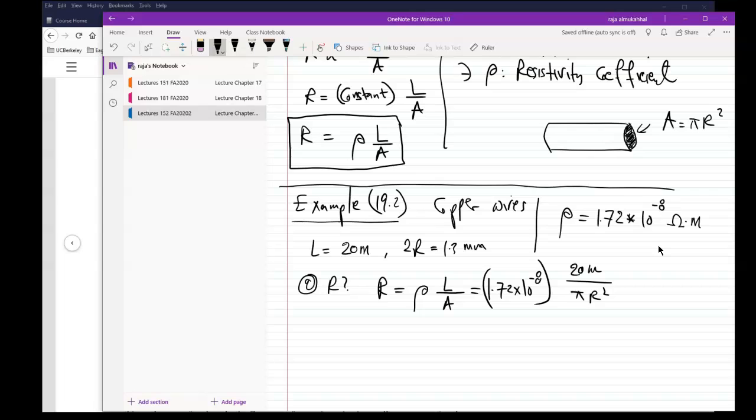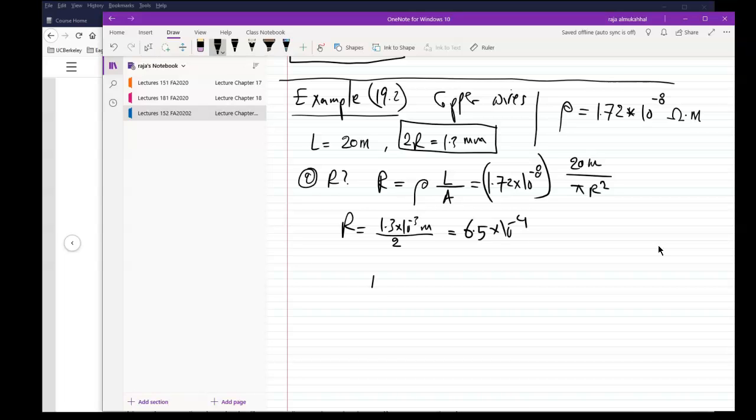Now what is r? Well, we said that 2r is the diameter. So in this case, r is equal to 1.3 times 10 to the negative 3 meters over 2. Let me use my calculator for that. 1.3 times 10 to the negative 3 divided by 2. The radius is 6.5 times 10 to the negative 4 meters. And then I go back and plug it into the formula.